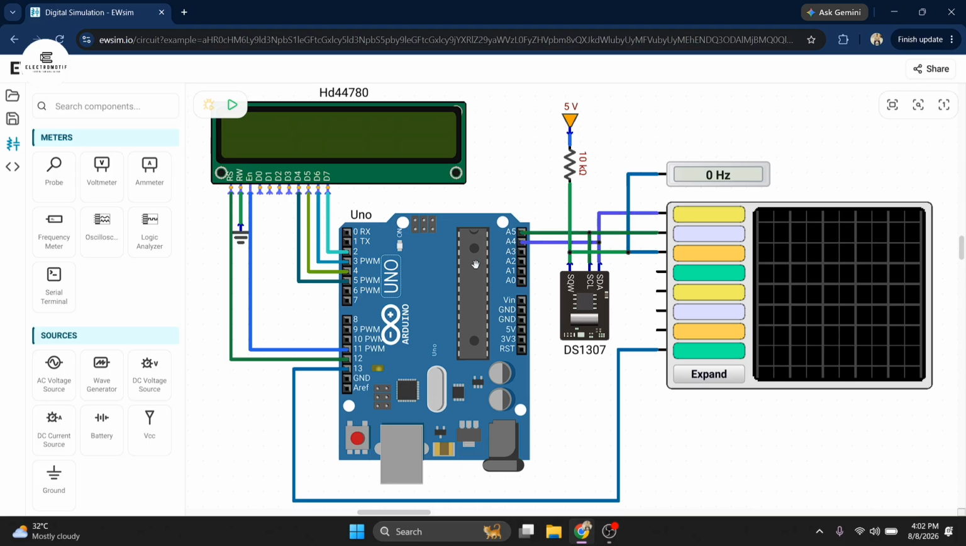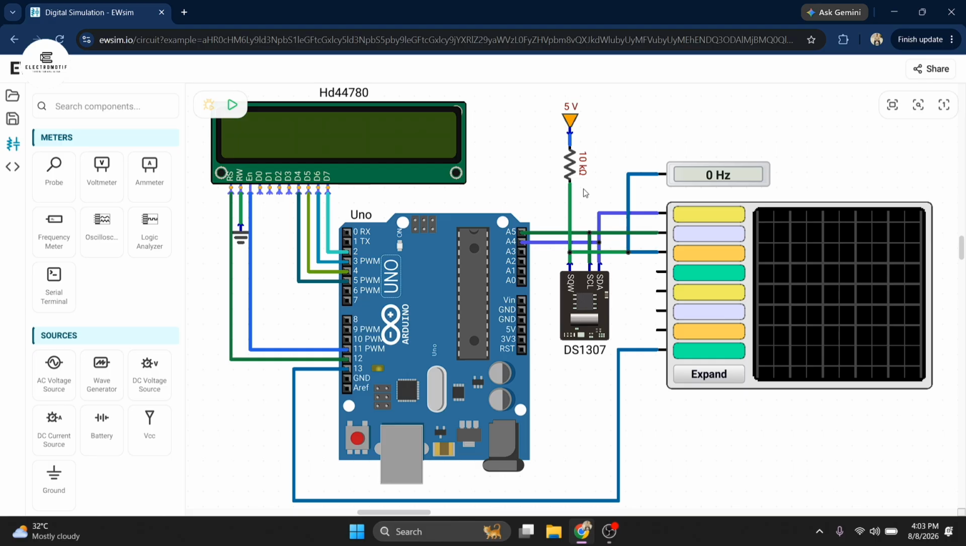On the Arduino Uno, these are connected at A4 and A5. A4 is the SDA and A5 is the SCL. So here we have A4 connected to SDA, and A5 connected to SCL. Why do we use a 10 kilo ohm resistance? You can see a 10 kilo ohm resistance connected to the 5 volt. This is a pull-up resistance.